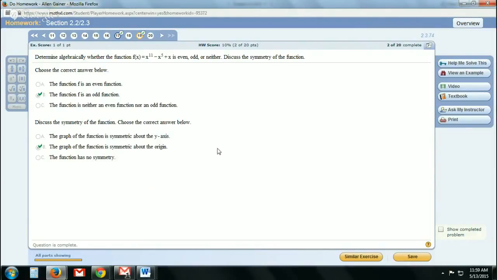Even functions have all even exponents with y-axis symmetry. Odd functions have all odd exponents and they have origin symmetry. There can't be a constant when you're talking about odd functions. There can be with even functions.